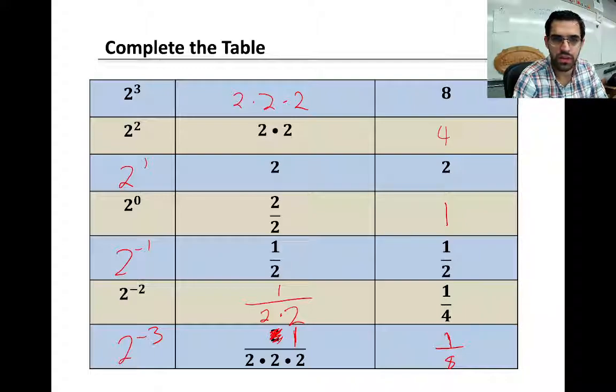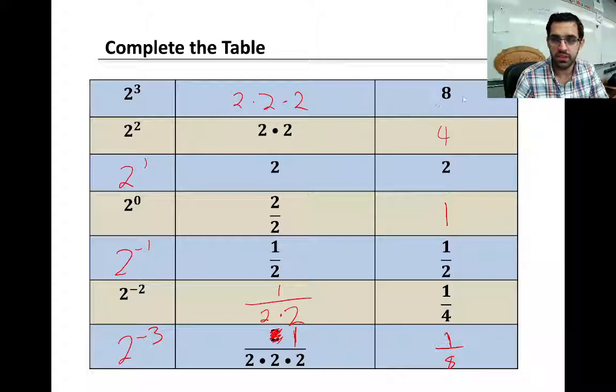Alright, quick exercise to get our brains warmed up for negative exponents. Complete the table. I've already completed it for you in class, but take a moment and read through the patterns. Each row is equivalent, so 2 to the power of 3 is equal to 2 times 2 times 2, which is equal to 8, and so on. Notice each row we go down, we divide by 2.